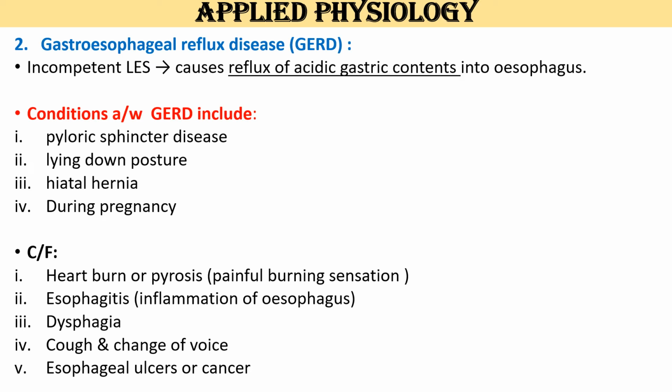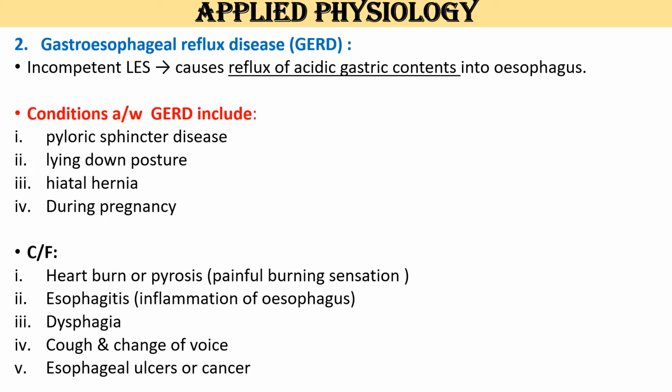So due to the incompetency of the lower esophageal sphincter during digestion, when the person eats food and the food gets mixed in the gastric juice, that acidic reflux will cause regurgitation into the esophagus via the open or the loose lower esophageal sphincter. Now, what are the conditions that can cause or which are associated with gastroesophageal reflux disorder?